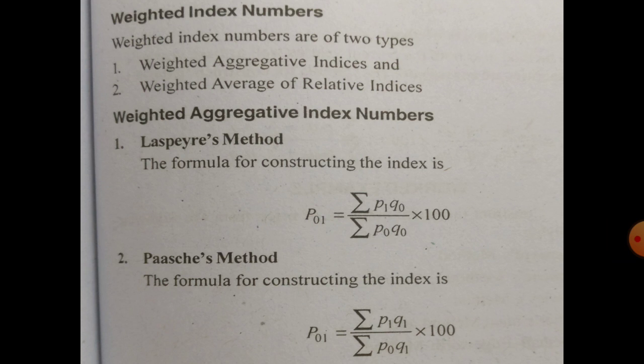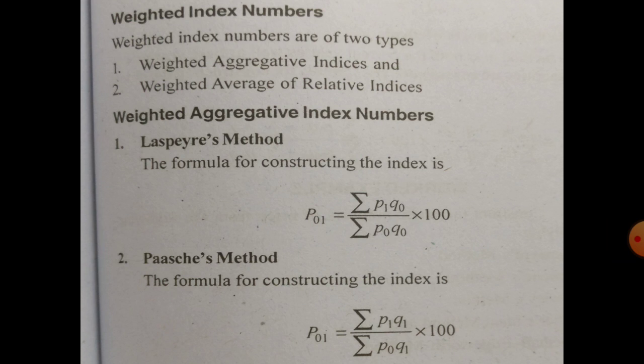So weighted aggregative indices is also called weighted aggregative index numbers. For this we have 5 formulas. Number 1 is Laspeyres method. The formula for constructing the index is P01 is equal to summation of P1 Q0 divided by summation of P0 Q0 into 100. Here P1 is the price value of the current year, P0 is the price value of the base year, and Q0 is the quantity value of the base year.